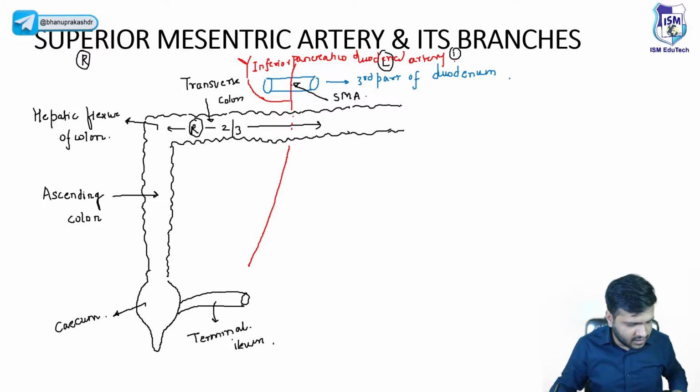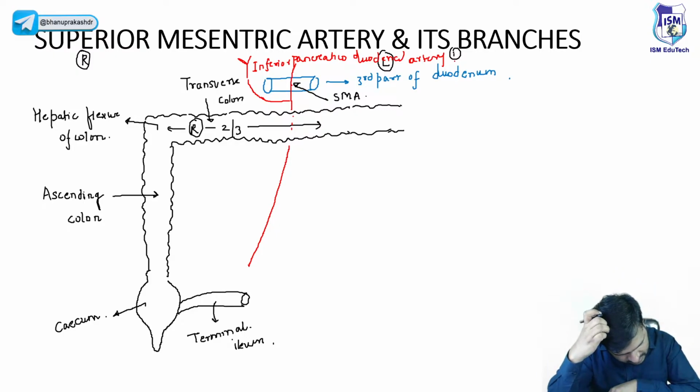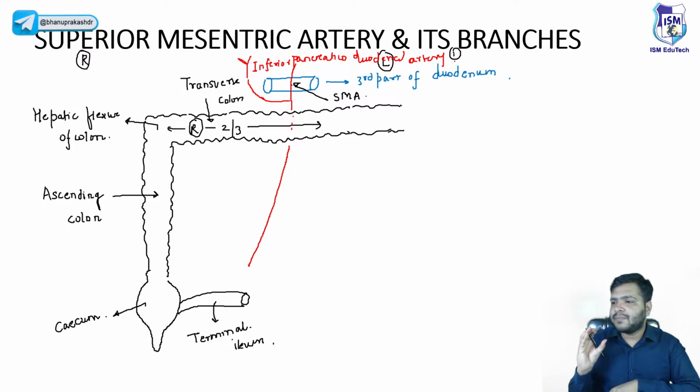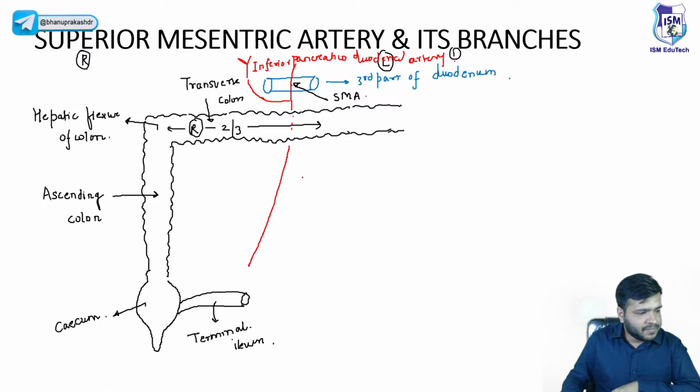Yes, fun mode, very good. It is the inferior pancreatico-duodenal artery, right? Now on coming down, beta, we already know it is supplying some portion of the pancreas as well, right? It is supplying some portion of the duodenum, the lower half of the duodenum. While coming down, it will give certain branches to the jejunum and the ileum part.